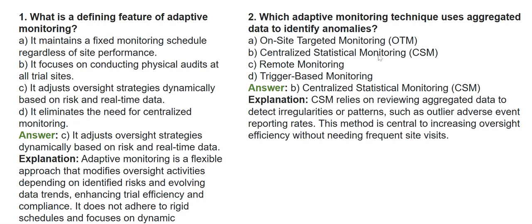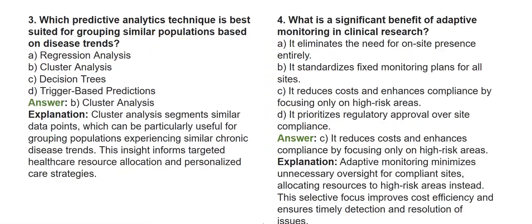So it is B, centralized statistical monitoring. Such a monitoring system does statistical analytics, using aggregated data in order to identify any anomalies or deviations. So it is B. CSM, centralized statistical monitoring, relies on reviewing aggregated data to detect irregularities or patterns such as outlier adverse event reporting rates. This method is central to increasing oversight efficiency without needing frequent site visits.